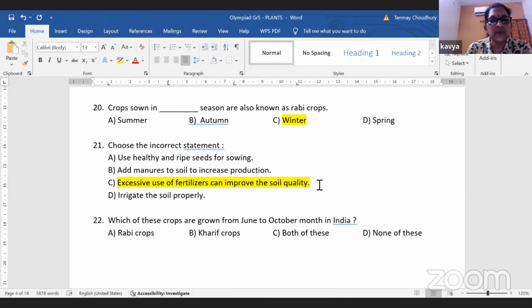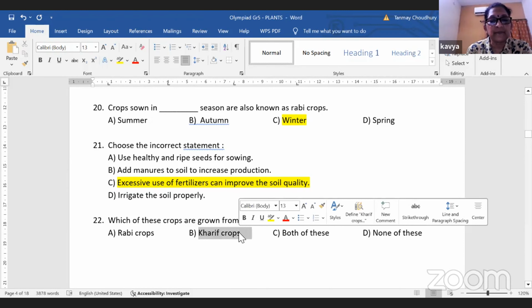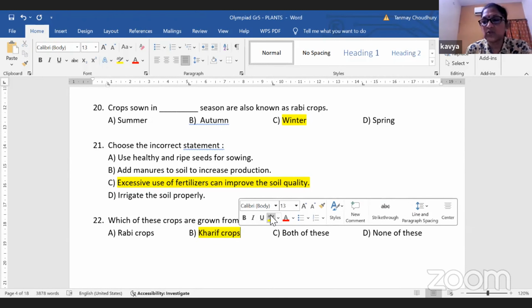Okay, which of these crops are grown in the month of June to October? In the month of June, it is sown, and in the month of October, it is harvested. Which ones will they be? That is in the month of monsoon. So they will be the Kharif crops. Monsoon crops.